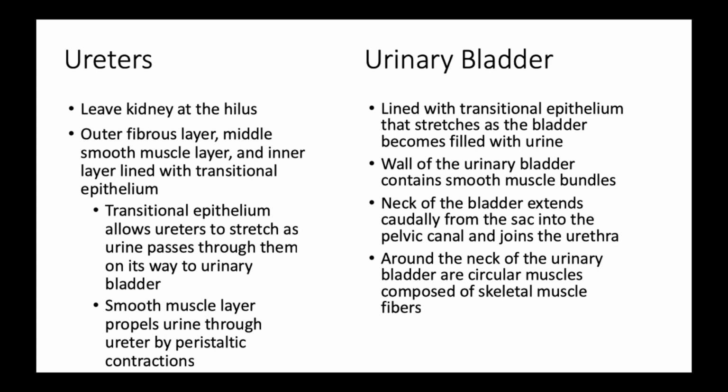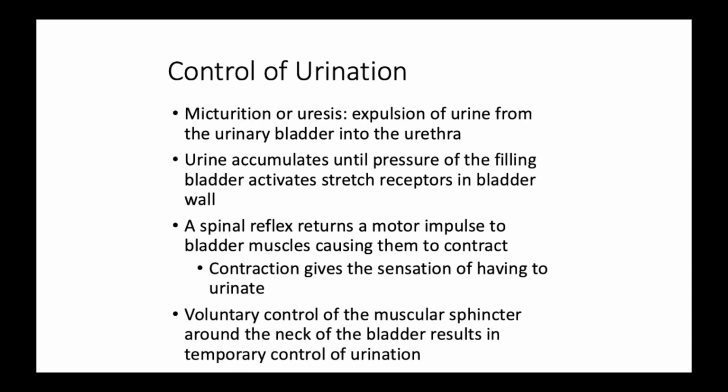The urinary bladder is lined with transitional epithelium that stretches as the bladder becomes filled with urine, and the wall of the urinary bladder contains smooth muscle bundles. The neck of the bladder extends caudally from the sac into the pelvic canal and joins the urethra. And of course, we'll talk about the urethra in a second because it's quite different depending on if it's male or female. Around the neck of the urinary bladder are circular muscles composed of skeletal muscle fibers, which is under, of course, voluntary control. Control of urination, so micturition or uresis, is the expulsion of urine from the urinary bladder into the urethra.